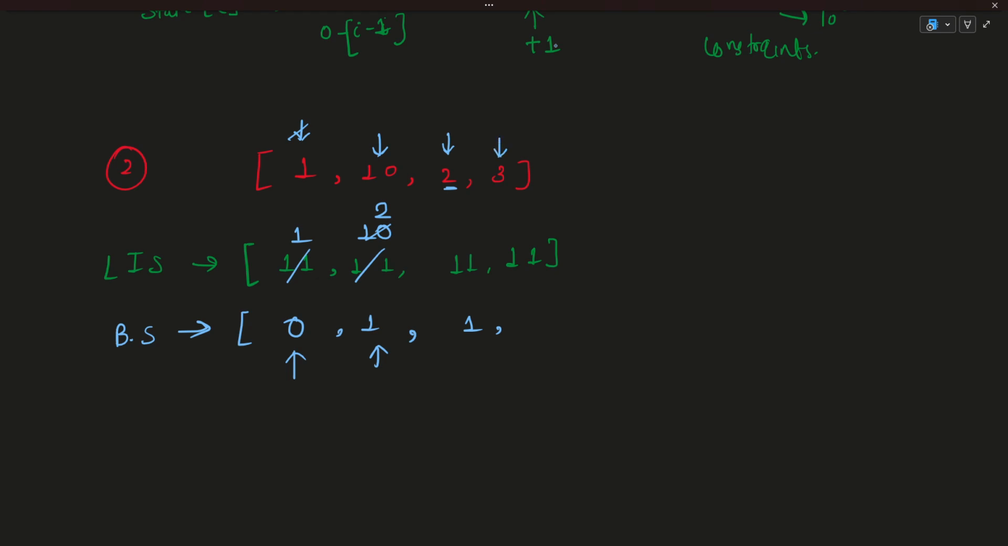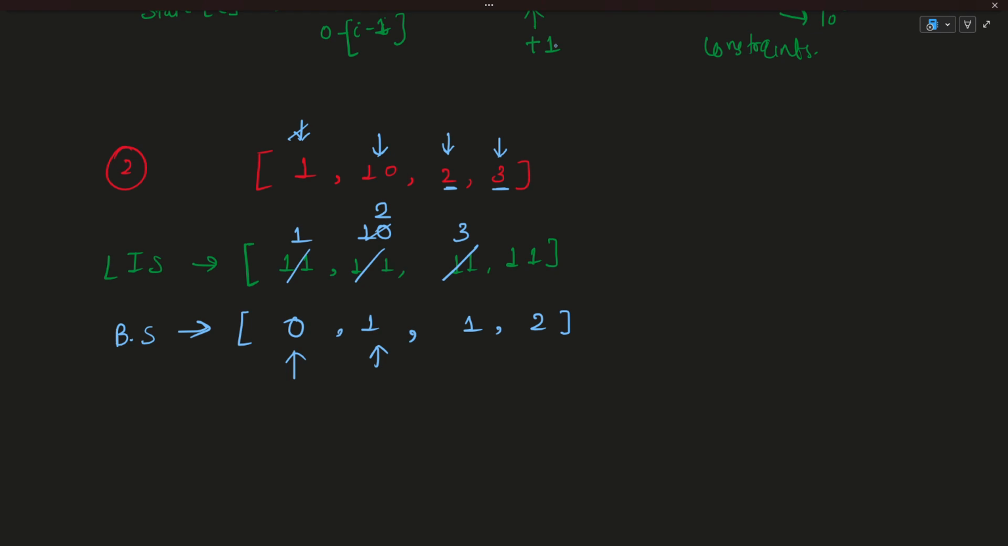And now I came to this index. The index is 3 and the value is also 3. So where can I place 3 in my LIS array so the LIS array is valid? I cannot place it at the 0th index or the first index. I can place it at the second index. So I replaced 11 with 3 at the second index, and the answer for this is 2.